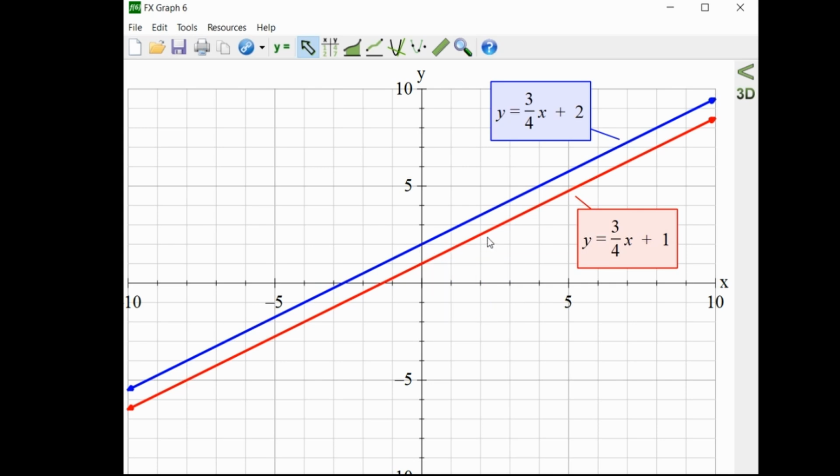Now this one here, 2, notice the blue line crosses at y is equal to 2. The red line crosses at y is equal to 1. The 1 is this value here. So that number is where it crosses the y-axis. That number there is where the blue crosses the y-axis.